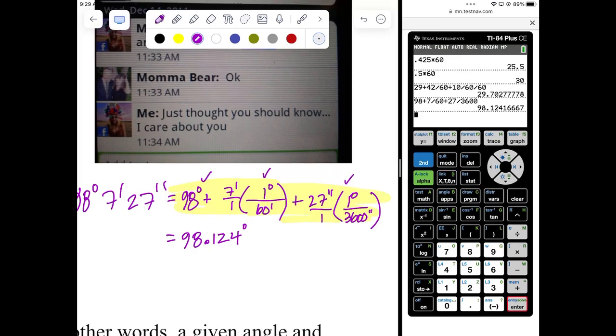Instead of converting it twice from minutes to seconds and then seconds to degrees, I went ahead and did 27 divided by 3,600. That's pretty common. So if you just want to say 1 degree is 3,600 seconds, like 1 hour is 3,600 seconds, you could do it in a single calculation instead of dividing by 60 twice. But either way, you get 98.124 when you round, and you get degrees.